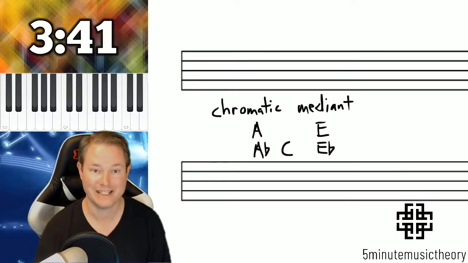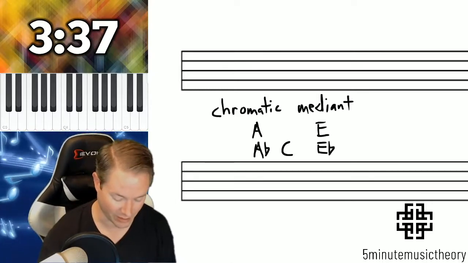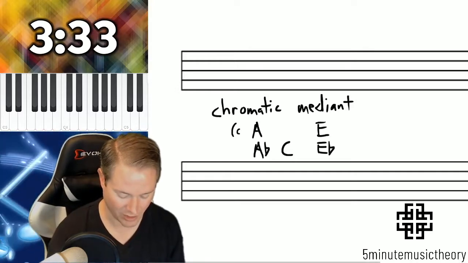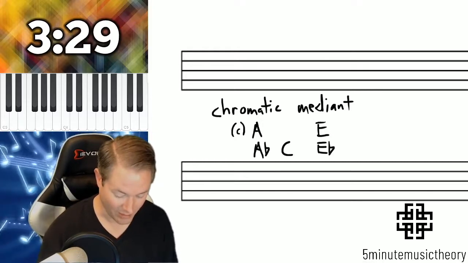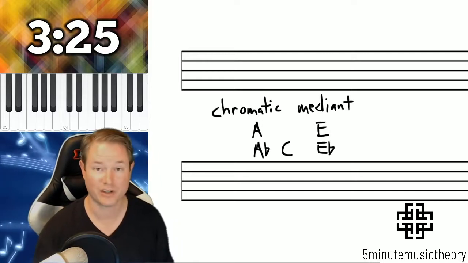So chromatic mediants will always have a common tone. Let's look at the common tones here. A major and C major have a common tone of C, and actually there's an E as well. And then the other ones will all also have a common tone. But these are chromatic mediants.